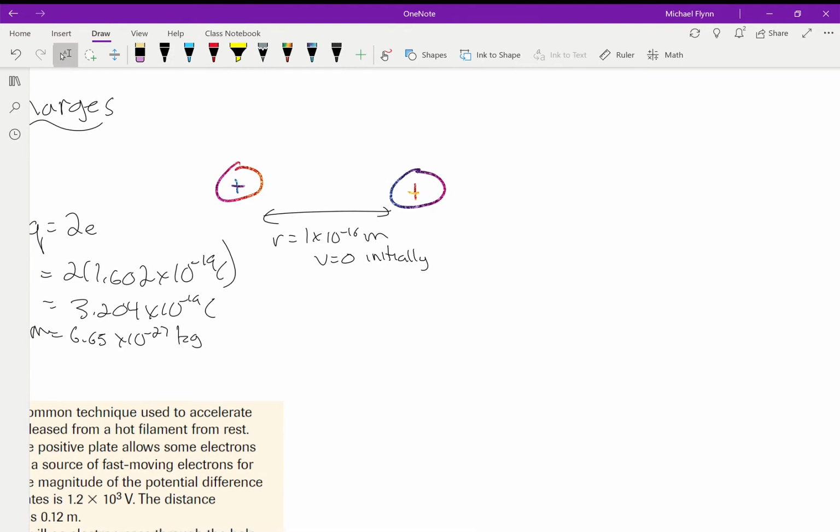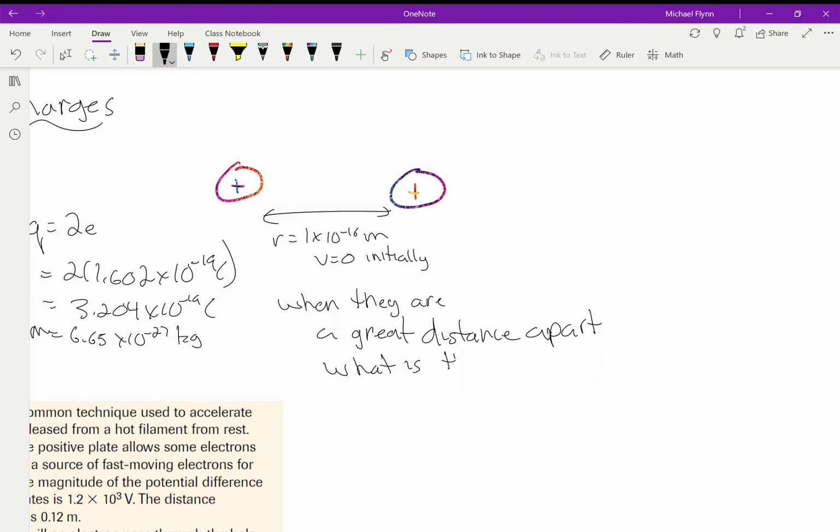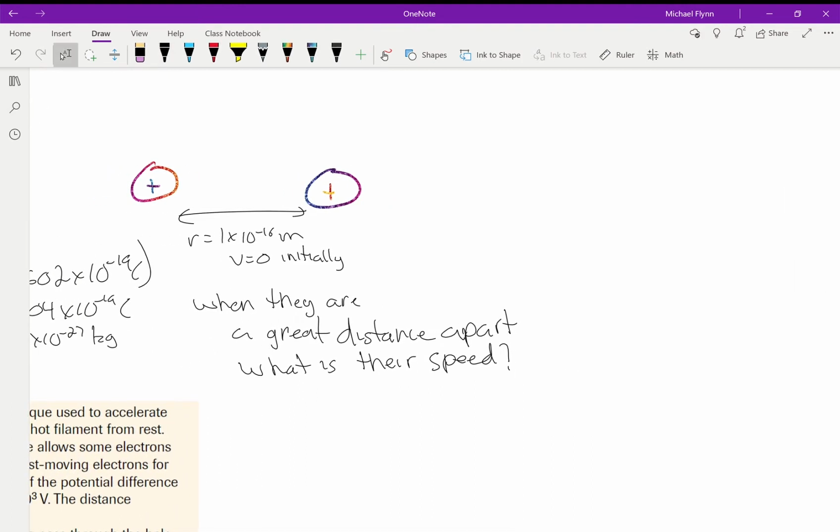Now, what's going to happen is these things are going to fly apart. And the question is, when they are a great distance apart, what is their speed? Okay, this is kind of a typical question. How fast will they be moving when they're a great distance apart?